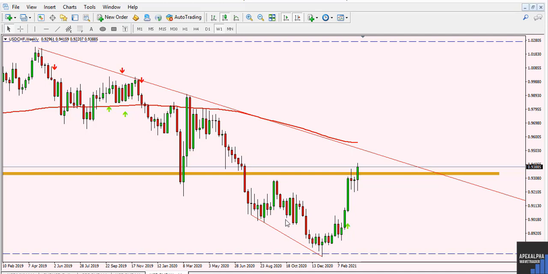Now, because this is negative divergence, okay, and if I want to be extreme, you can see that we just bust out of this descending wedge as well, okay?